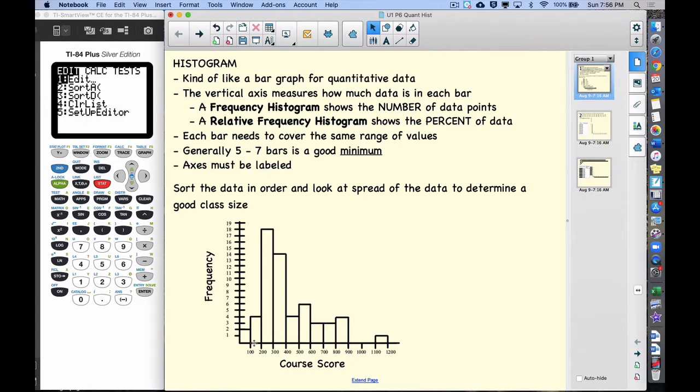If you also look, the bars are spread between the numbers. So my tick marks are at 100, at 200, at 300, and then the bar stretches in between them to show, hey, this bar has all sorts of numbers between 100 and 200. And the height of the bar then just tells us how many, in this case, how many people had each of those course scores.